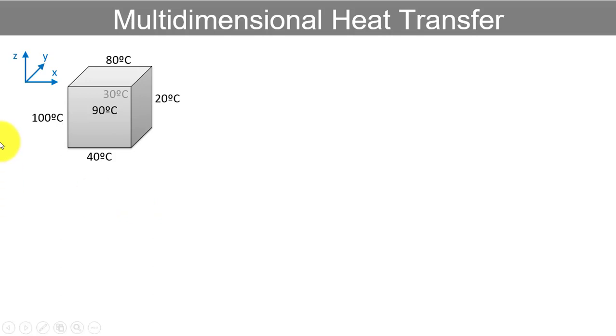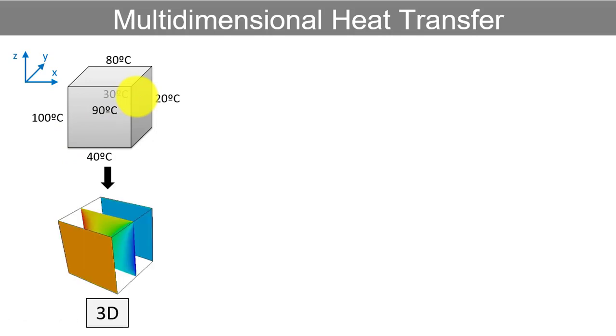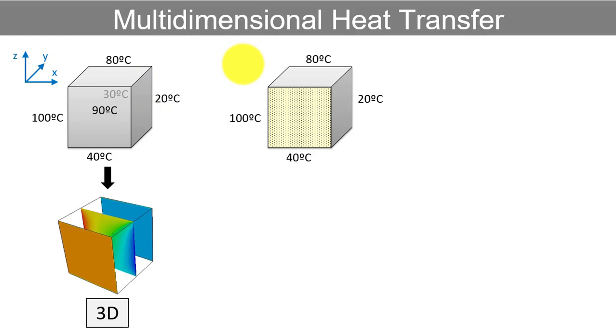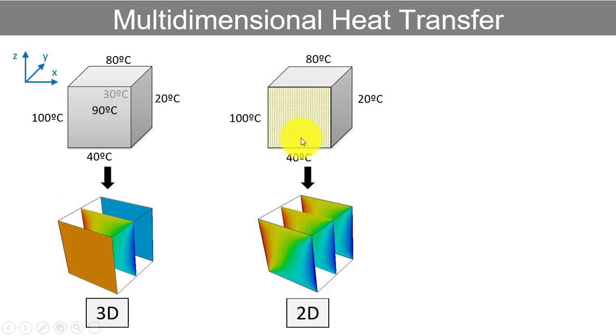We can see that the temperature is varying in the x-axis, in the z-axis, and in the y-axis. And this is the more general form of the heat transfer that we can refer to as 3-dimensional. Then, a more simplified version of this is the situation we have in this image, where the temperature is varying in the x direction and also in the z direction. And we refer to this problem as the 2-dimensional heat transfer problem.